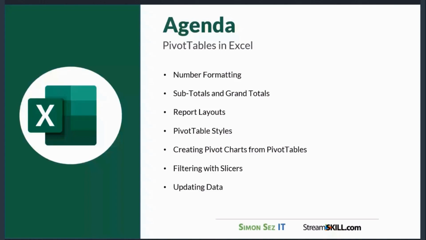Next, we're going to take a look at number formatting because that does take on a different form when you're working with pivot tables. We're going to talk about subtotals, grand totals, report layouts. I'm going to show you how to make your data look a little bit nicer using PivotTable styles. And then I'm going to show you how you can create pivot charts from pivot tables. In the final section, I'm going to show you a little bit about filtering using something called slicers. And then finally, at the end, one of the most important things, how can you update data across your pivot tables and pivot charts easily? So that is the agenda.